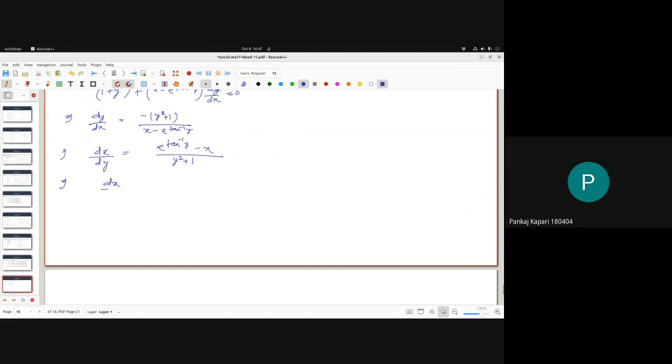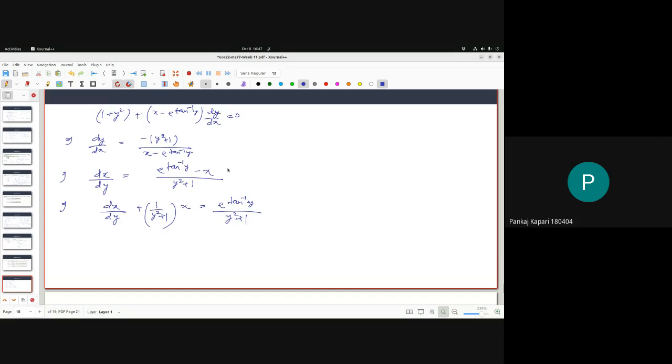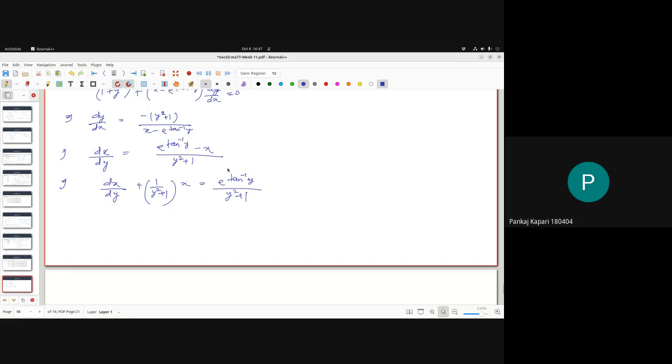And how does this become a linear differential equation? Just take this term here: dx by dy plus 1 over y square plus 1 into x is equal to e to the power tan inverse y divided by y square plus 1. You can see that this is a linear differential equation because here the dependent variable and its derivative appear with degree 1. Let's call this differential equation 1. We can say that 1 is a linear differential equation.